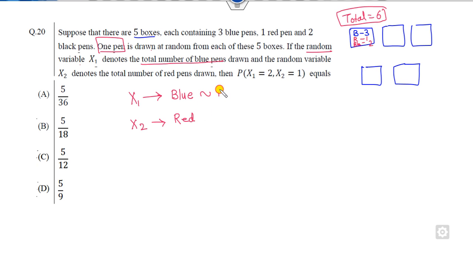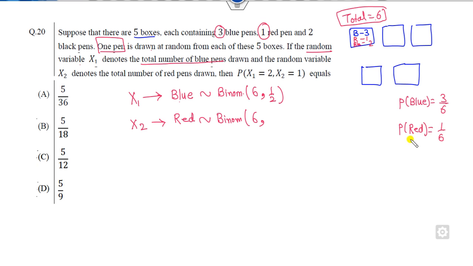So it means it follows a binomial distribution with n is my 6. What is the probability of the blue ball? 3 out of 6, that's 1 by 2. Similarly, x2 is my binomial distribution with n equal to 6. What is the probability of the red ball? How many red balls are there? 1 out of 6. It's 1 over 6.